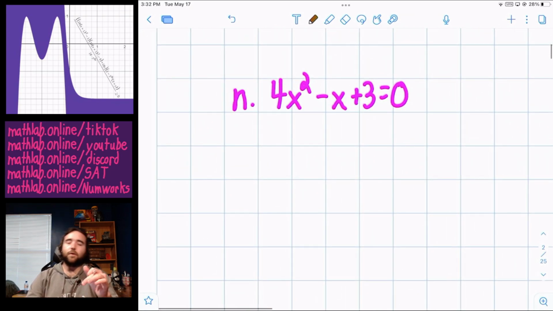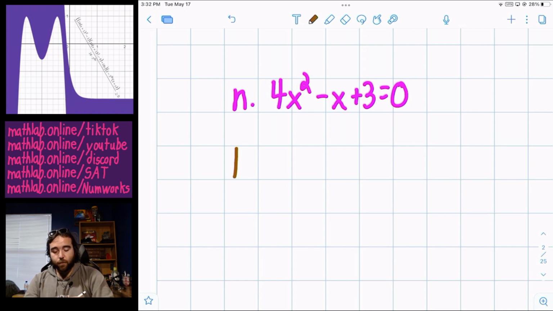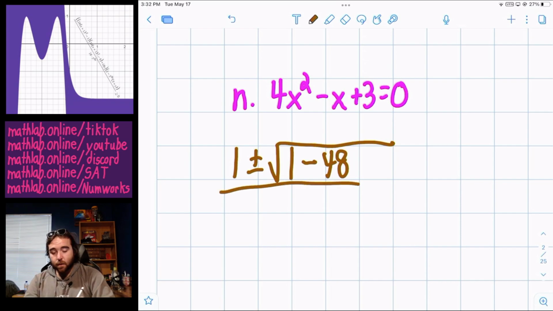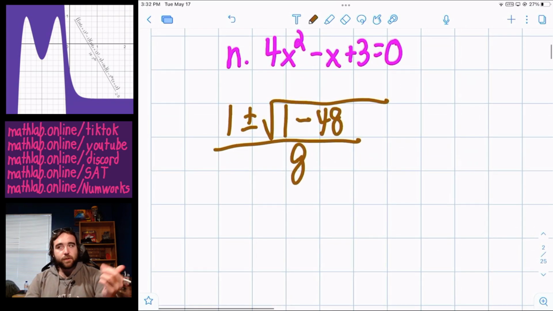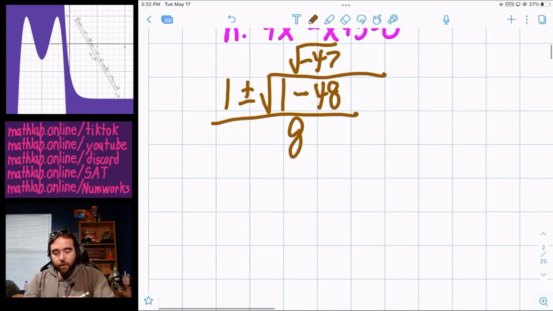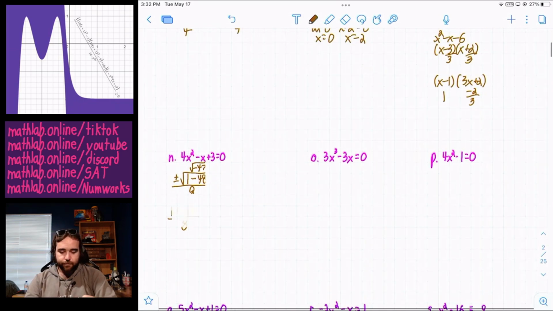All right, next. So we factor if we can, but we cannot, unfortunately. So we got to use the quadratic formula again. So it's 1 plus or minus the square root of 1 minus 12 times 4, 48 over 8. So there's not much you can do here, but see how you get the square root of -47. Remember, anytime you get the square root of a negative, that means i has to be involved. So this is 1 plus or minus i root 47 over 8.